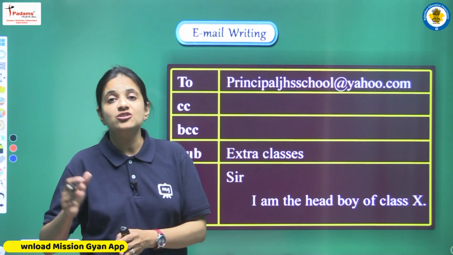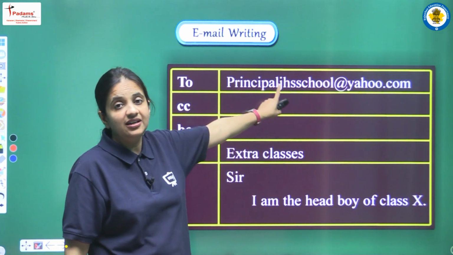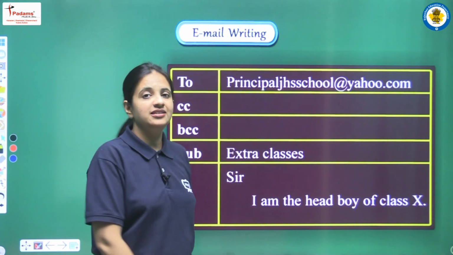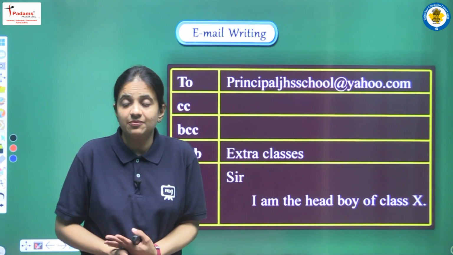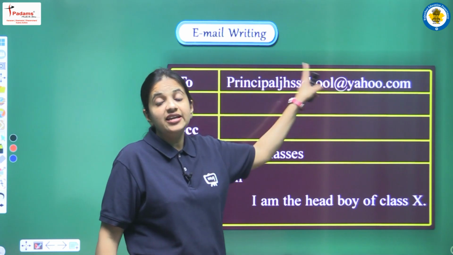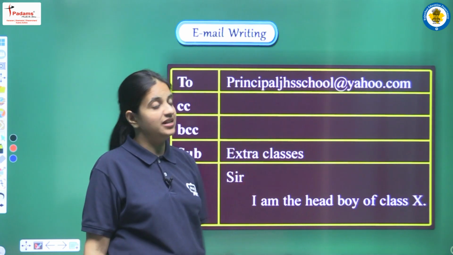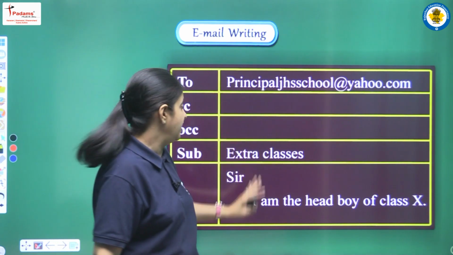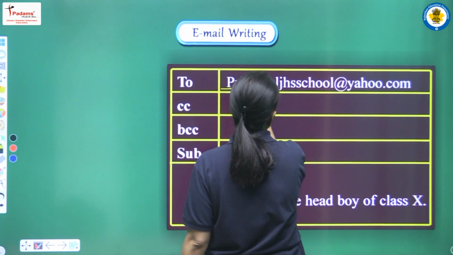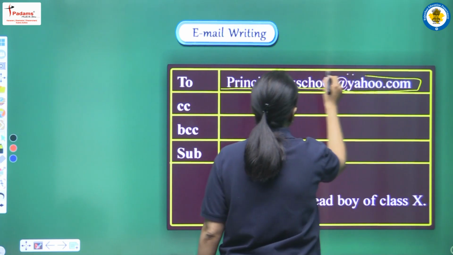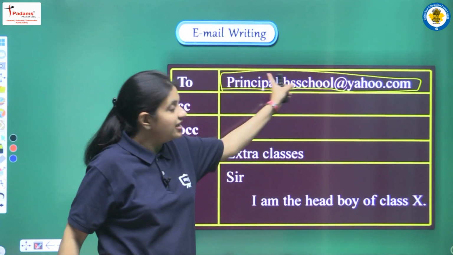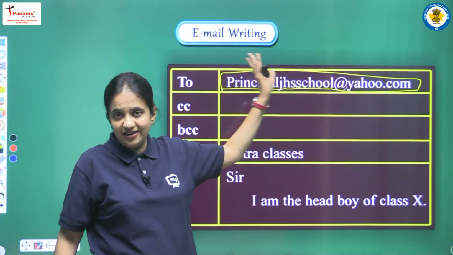So the email address of that person should be there in this space. Here, according to the question, we have to write the email to our school principal, right? So we are writing the email address of our principal. Let's see how we can write. Here we are writing principal jsschool@yahoo.com. So in this manner you have to write the email address.